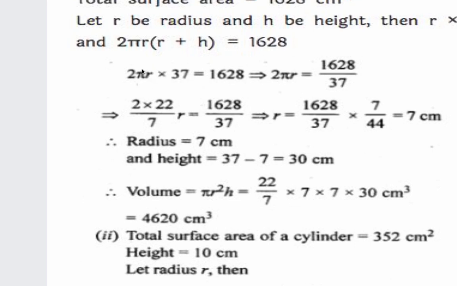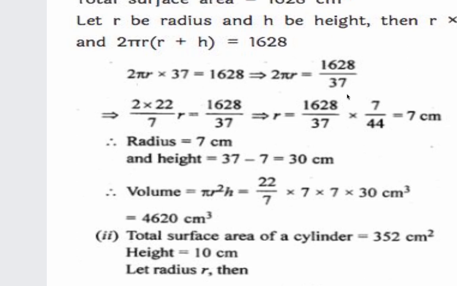Yes. What is the value of pi? We all know 22 upon 7. So 2 into 22 by 7 into radius r. This 37 will be taken to the other side, so it will get divided. Divide the 2. Work out the calculations. We will get the value of the radius as 7 centimeter. Fine. The question was to find the height and the volume of the cylinder.